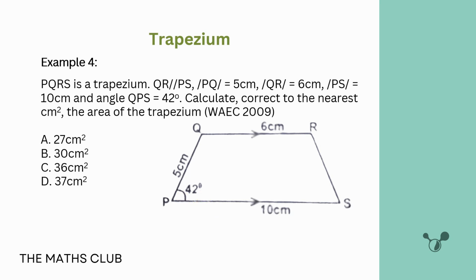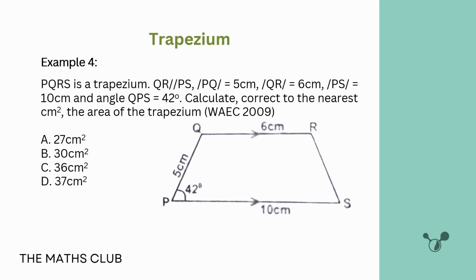In a theory question, they might not actually give you this diagram, but it is contingent on you to draw the diagram. Drawing the diagram shows that you understand what is being asked of you. So calculate, correct to the nearest centimeter square, the area of the trapezium. This is from 2009. I want you to pause the video and try this out yourself.